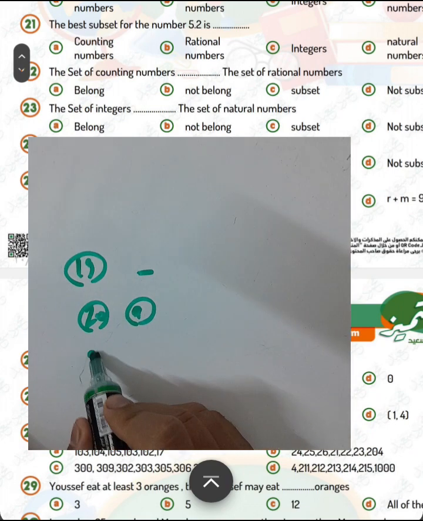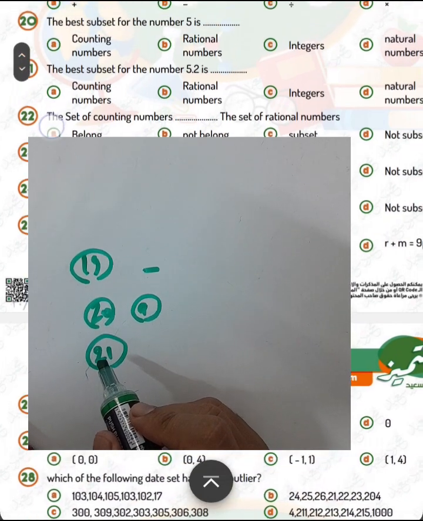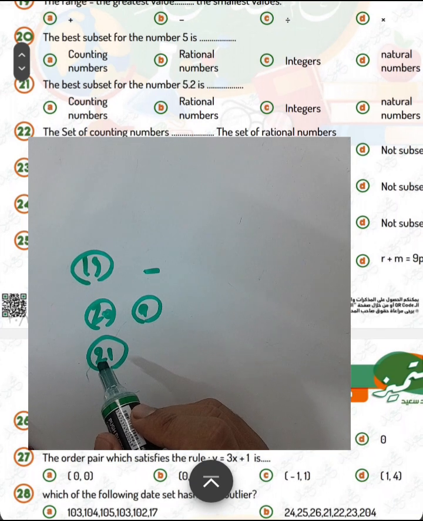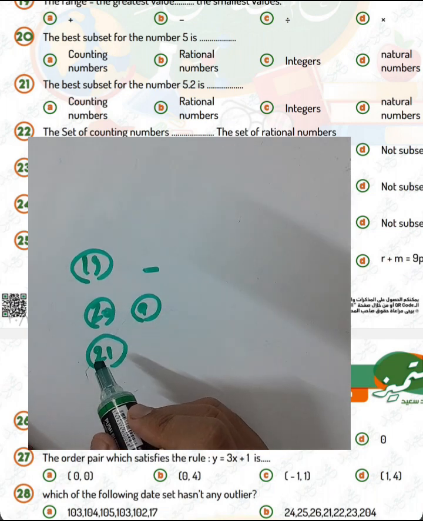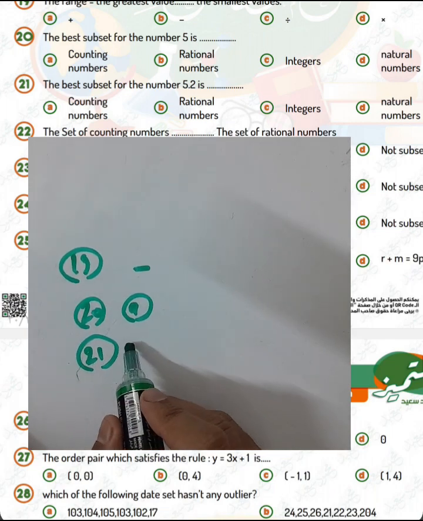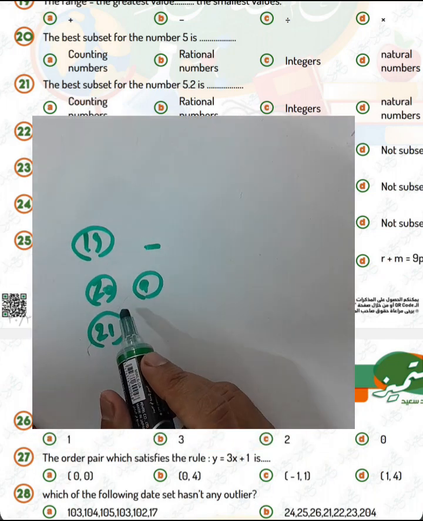Question 21. Again, the best subset from 5 number. 5 here, it will be counting. Okay, letter A is the best subset from 5.2. Again, question 20, we have here 20, choose letter A.